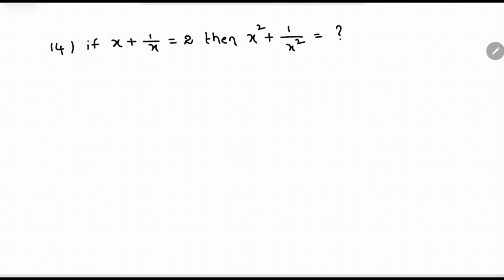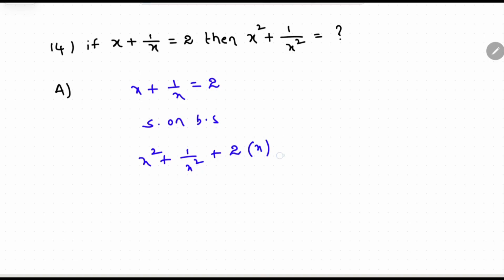Here the given problem is x plus 1 by x equals 2. But in the answer we have to find x² plus 1 by x². So here we have to square on both sides. Using a² plus b² plus 2ab, it equals 4.